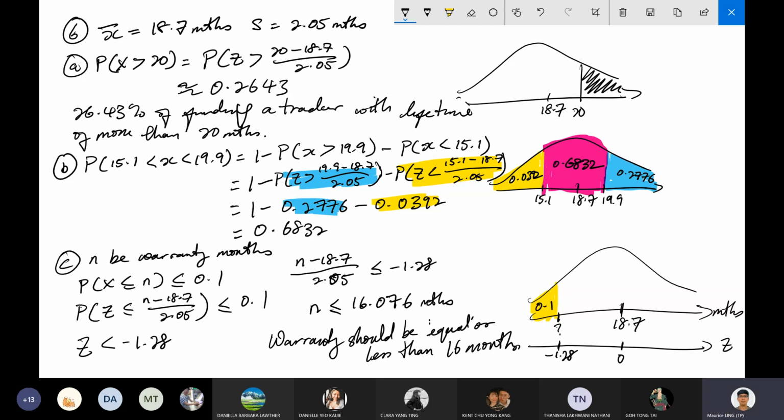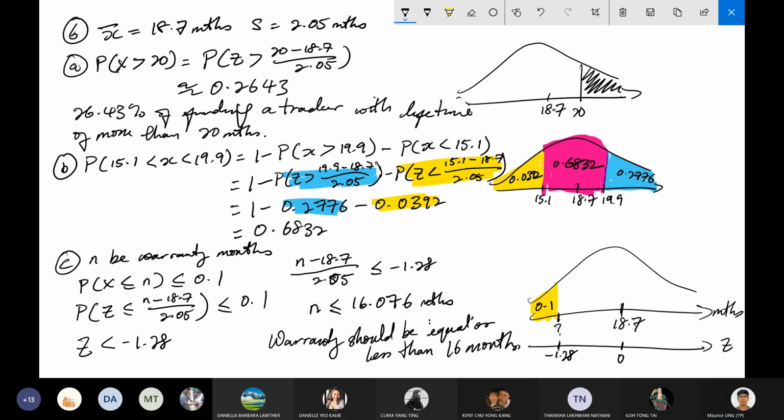Okay, and this is one way of calculating. How do you know that Z is less than negative 1.28? Your question is how do I know that's less than 1.28? Because if it's 1.28, then I will exchange 90%. Then I have to pay 90% of the warranty period. Correct?